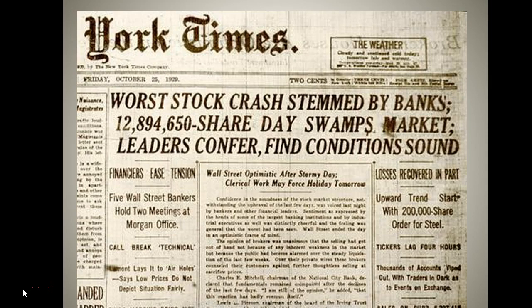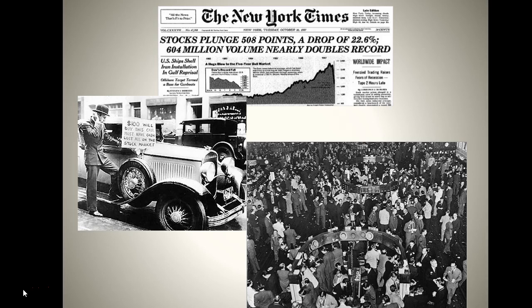Notice the date on this. This is Friday, October 25th. Worst stock crash stemmed by banks, right? Conditions are sound. There's a whole lot of effort in October, November of '29 to convince people that it's really not that bad. Things are going to come back. We're going to be fine. Just hang in there, right?